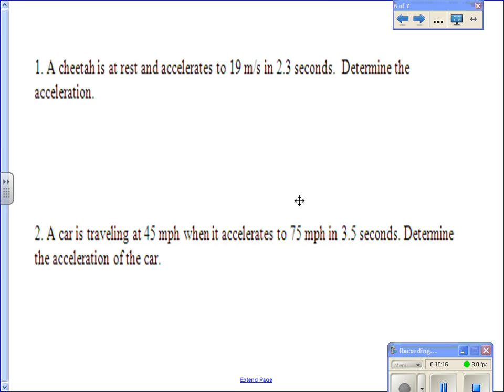All right, let's do some math problems. Just some simple little math problems. We have a cheetah that is at rest and accelerates to 19 meters per second in 2.3 seconds. At rest means that you're not going anywhere, so your VI is 0. That makes your VF the 19, and 2.3 is your time.